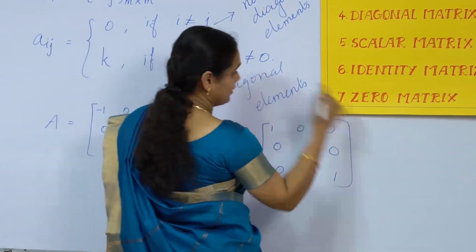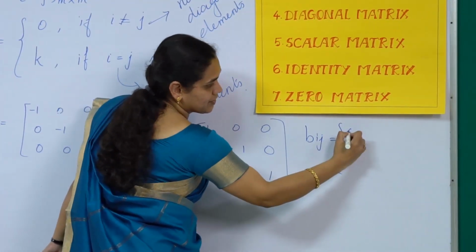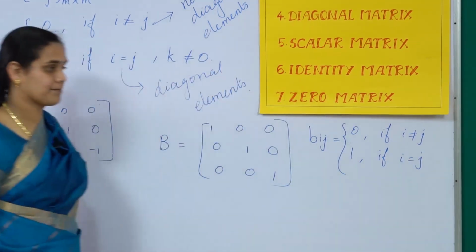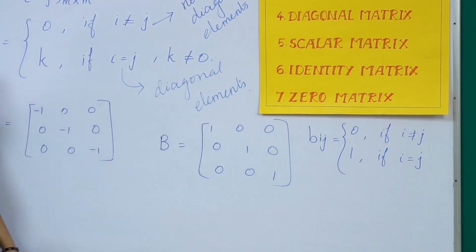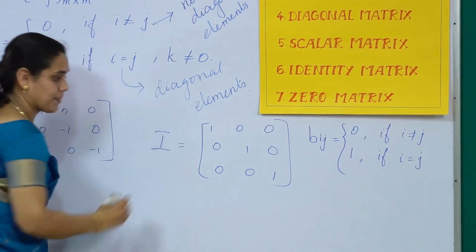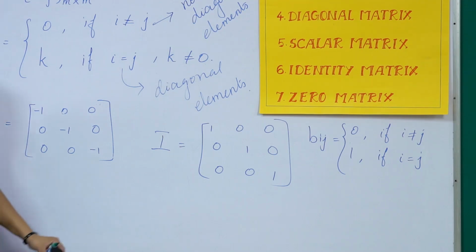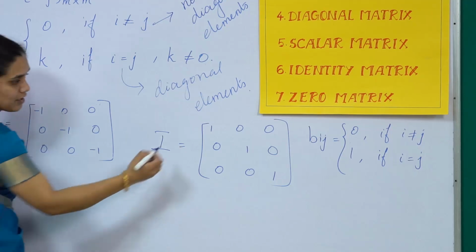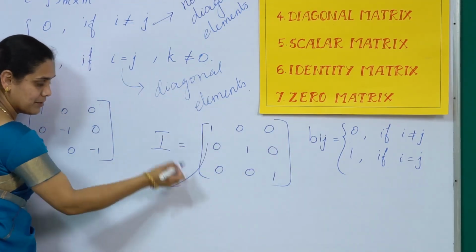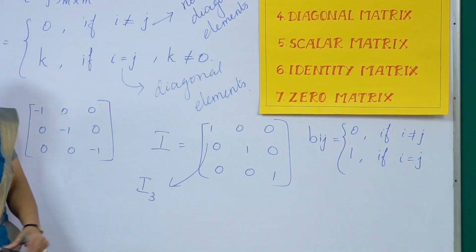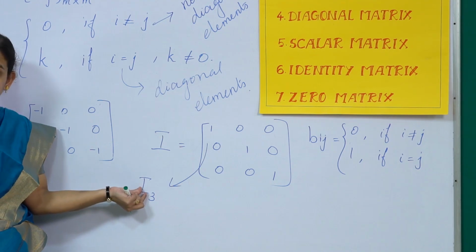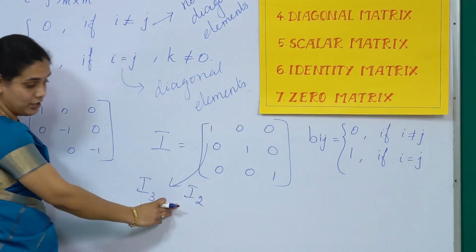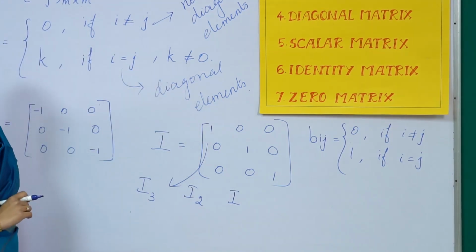So how can we write this? Similarly, Bij is equal to 0 if i is not equal to j, and 1 if i is equal to j. Usually we denote the identity matrix by capital I. I for identity matrix. Otherwise we can call it a unit matrix. I is a unit matrix or I is an identity matrix. This is of order 3 by 3, so we can represent this matrix as I3. If we write I3, what does it mean? I3 is an identity matrix of order 3. Then what is I2? It is an identity matrix of order 2. And simple I will be an identity matrix of order 1.